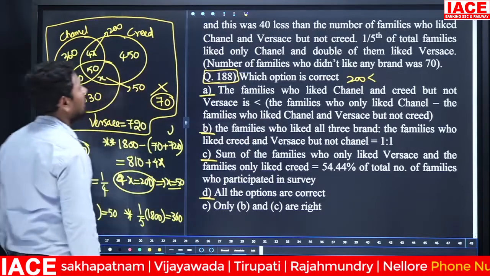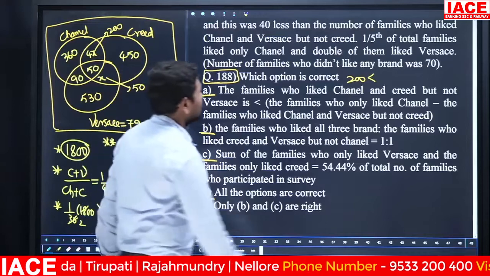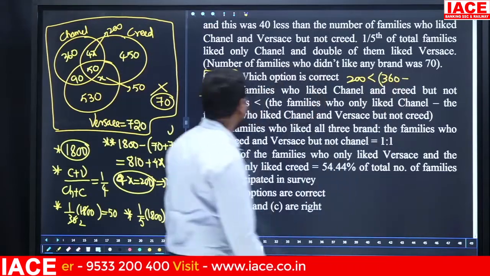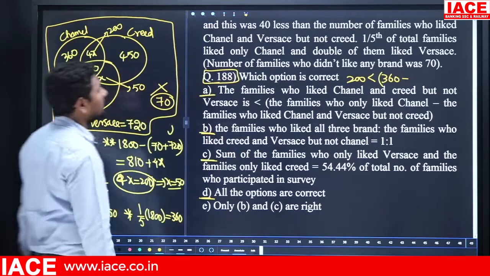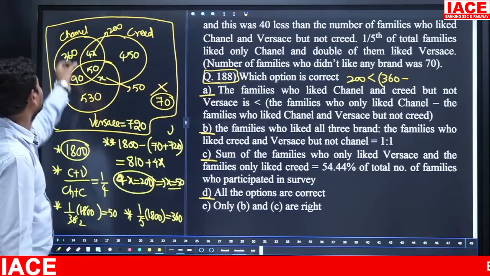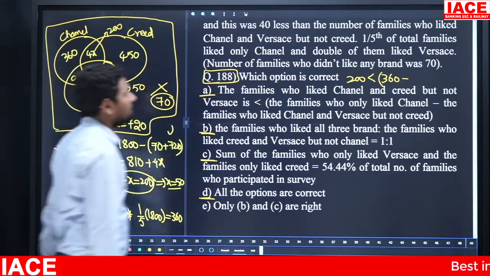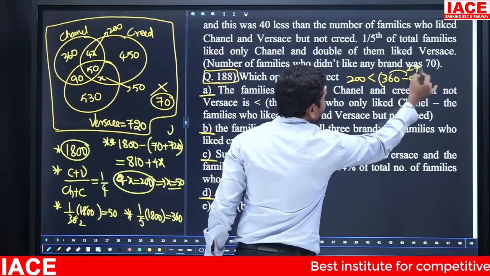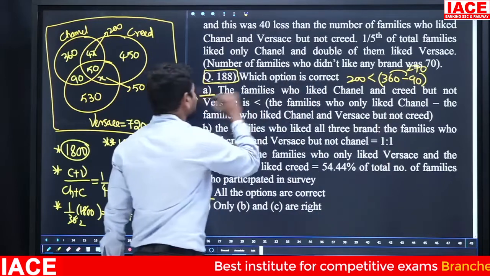The families who liked Channel is how many members? 360. 360 minus the families who liked Channel and Versus but not Creed. Channel and Versus is how many members? 90. So you will get 270. As 200 is less than 270, this statement is exactly correct.